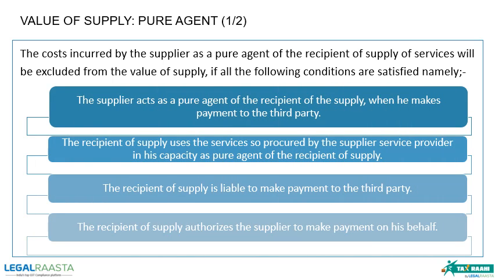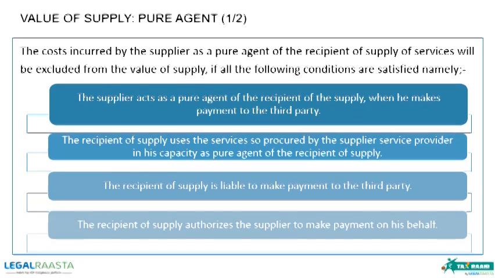In the case of a pure agent, the cost incurred by the supplier as a pure agent will be excluded from the value of supply if all the following conditions are satisfied: where the supplier acts as an agent and makes the payment to the third party, the recipient of the supply uses the services as pure agent of the recipient of supply, the recipient of supply liable to make payment to the third party, the recipient of supply authorizes the supplier to make payment on his behalf.